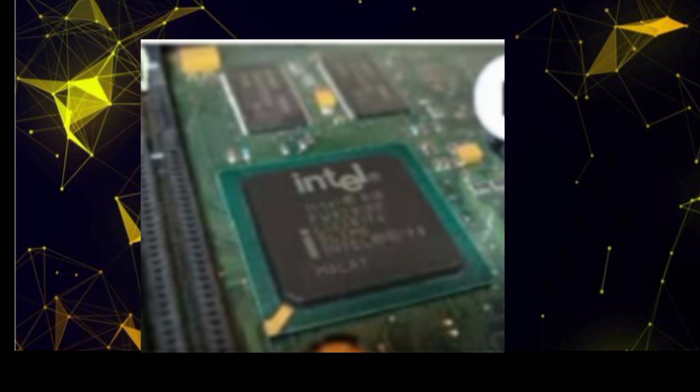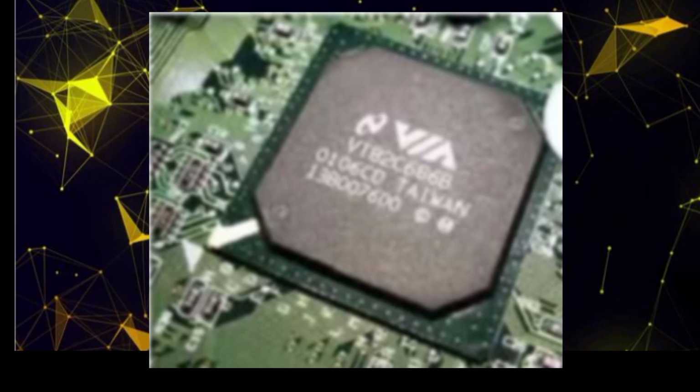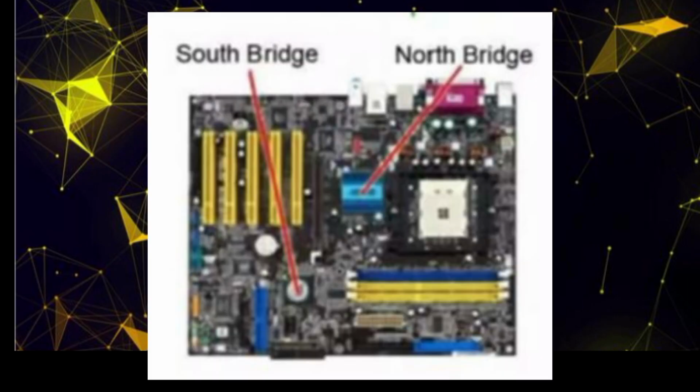North bridge. Located between the CPU socket, expansion slot and RAM slot, it coordinates the flow of data between the CPU, graphics card, and RAM. South bridge. Located below the expansion slot, the south bridge handles the computer's input-output functions. This is the location of the two chipsets, south bridge and north bridge.